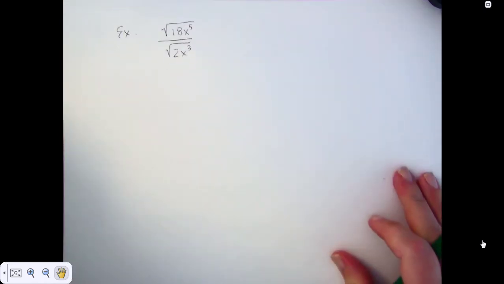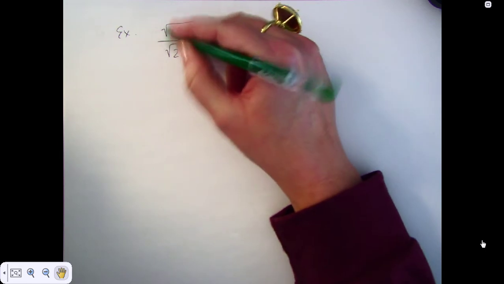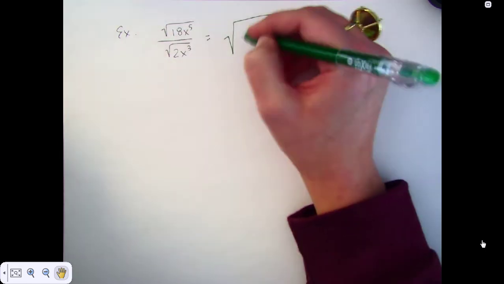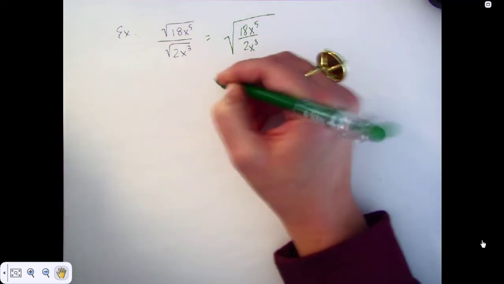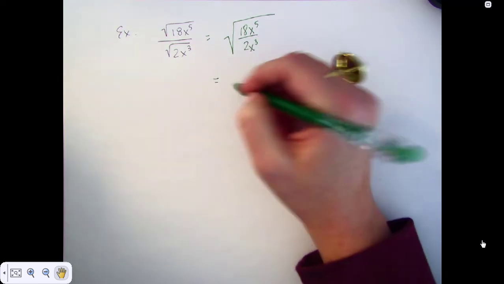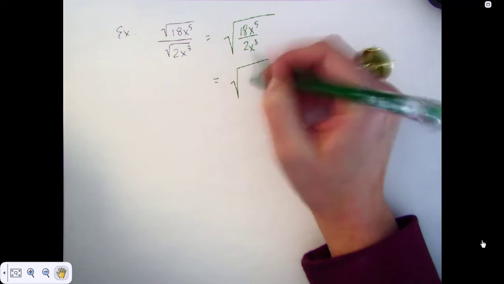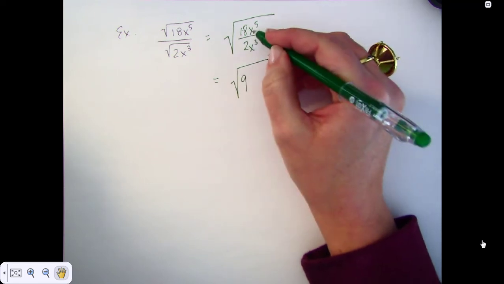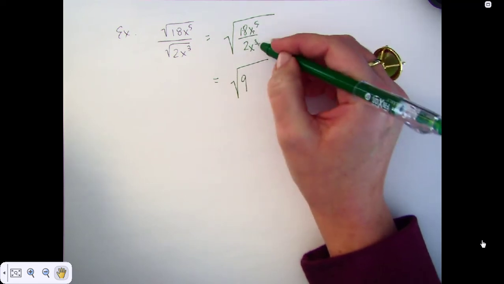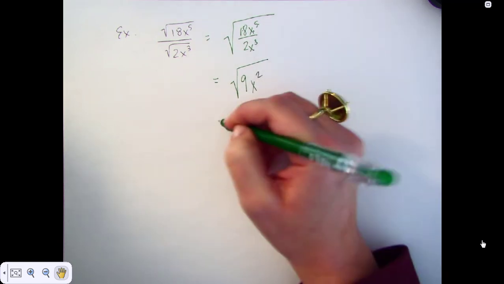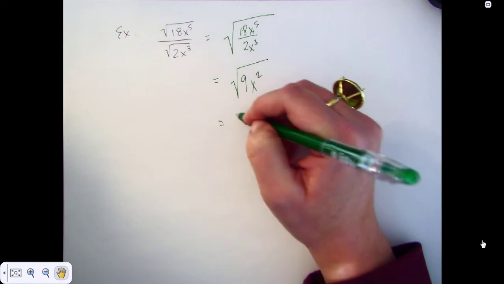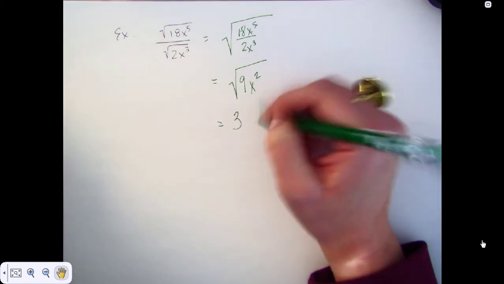Now if we've got division, as long as they have the same index, you can put them underneath the same radical. Simplify underneath that radical. So we've got 18 divided by 2 is 9. x to the fifth divided by x to the third, you're going to do subtraction of those exponents and you would get x squared. Can you take the square root of 9? Yes. Can you take the square root of x squared? Yes.